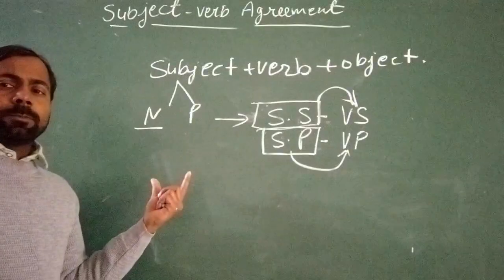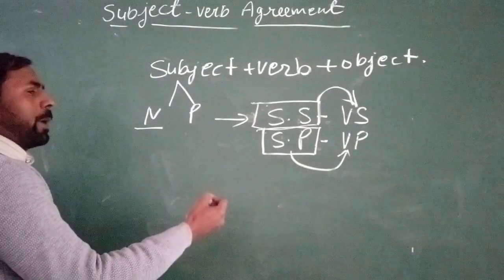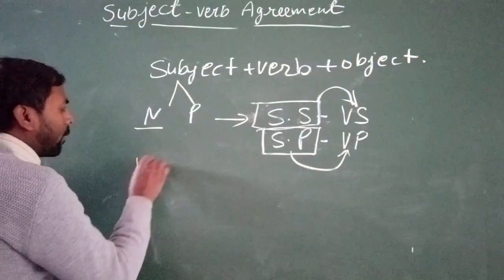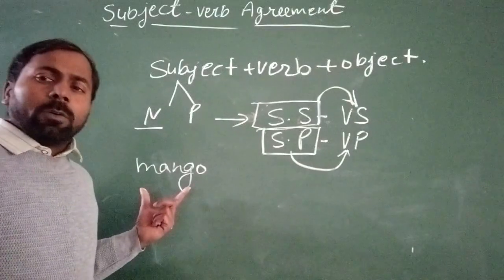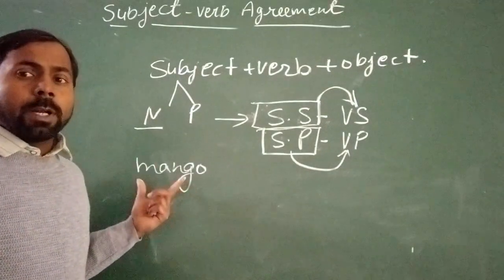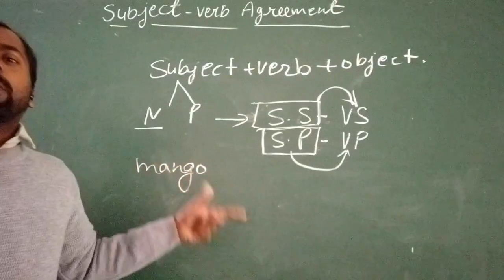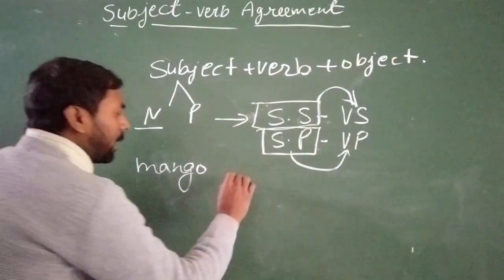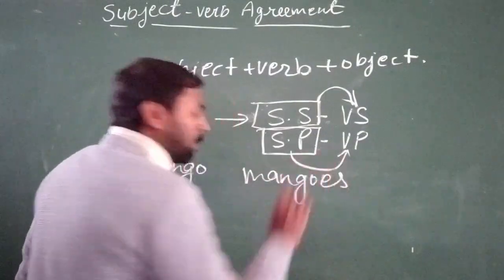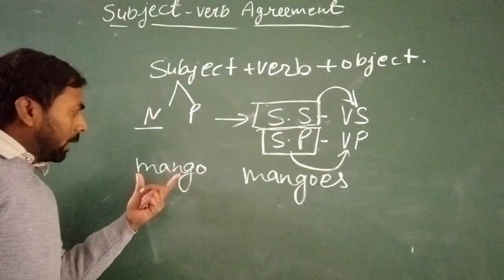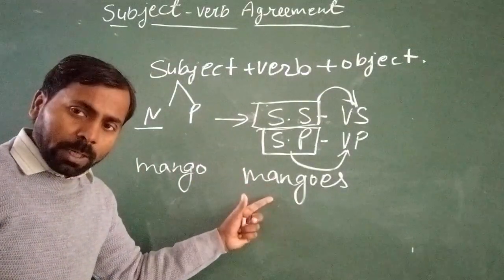Your noun word, like, take any common noun word, like a mango. Mango is a singular noun word, and when we convert it into the plural number, it will be mangoes, not mango. You know very well, singular mango, then plural will be mangoes. Clear?